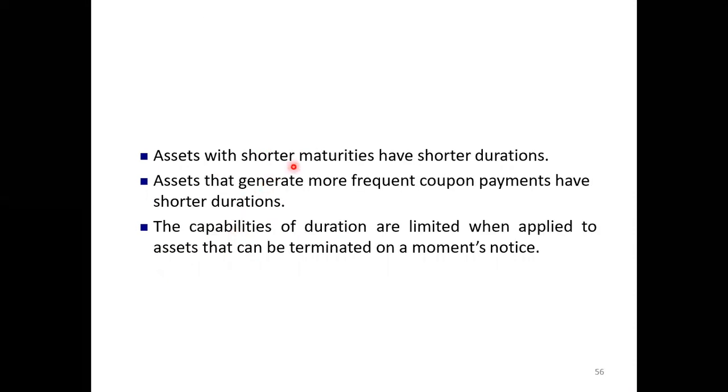Assets with shorter maturities have shorter durations. Assets that generate more frequent coupon payments, every month or every week or shorter than that, have shorter durations. The capabilities of duration are limited when applied to assets that can be terminated on a moment's notice.